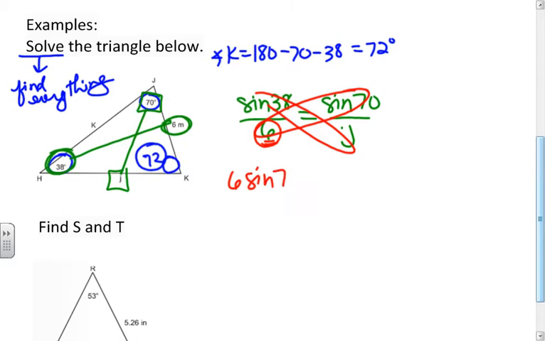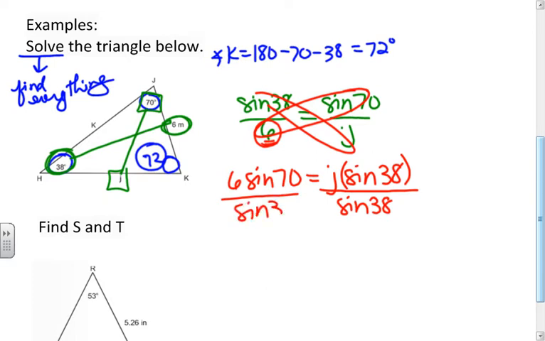The sine of 70 is equal to j sine of 38. This sine of 38 is a number, so I can divide by it. I do this all with my words first because the sine of 70 and the sine of 38 are big, long decimals, and I want to wait till the very end to calculate them. So I'm going to go to my calculator and I'm going to say 6 times the sine of 70, and I'm going to divide by the sine of 38, and I will find that j is 9.16.